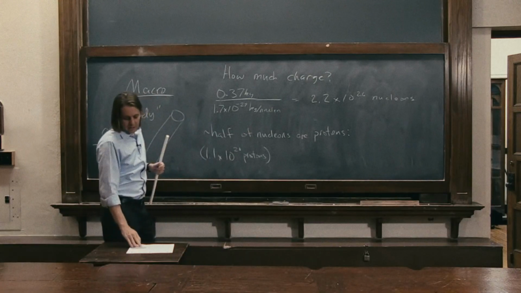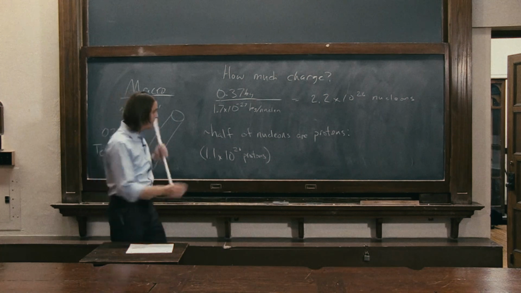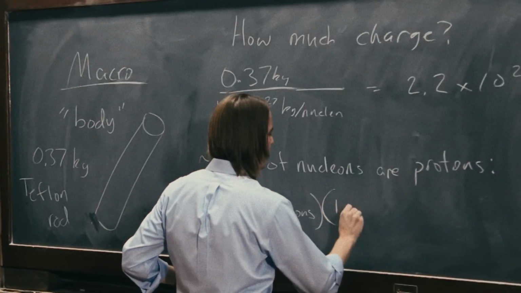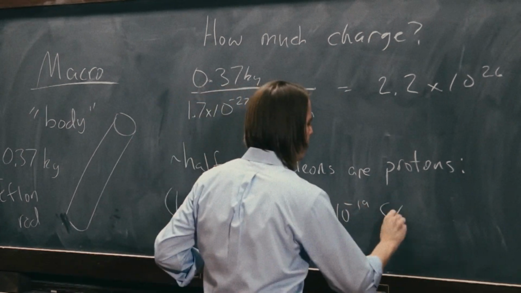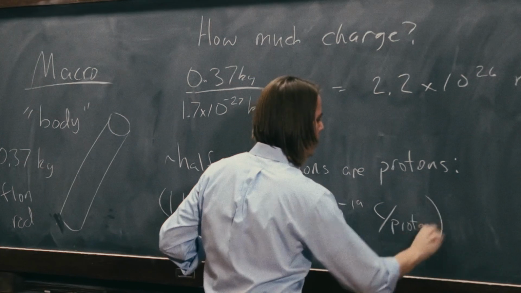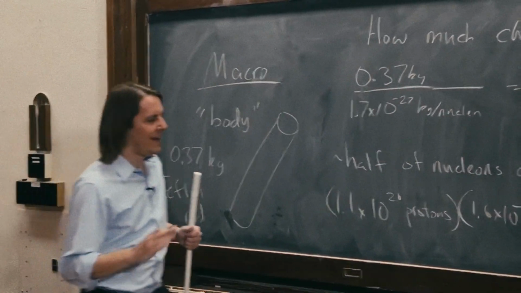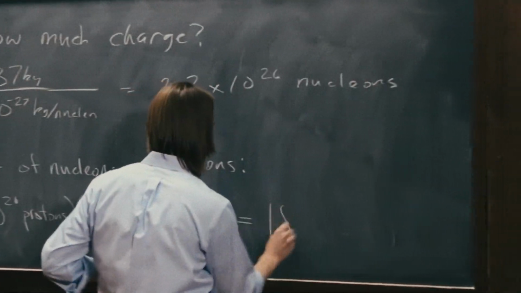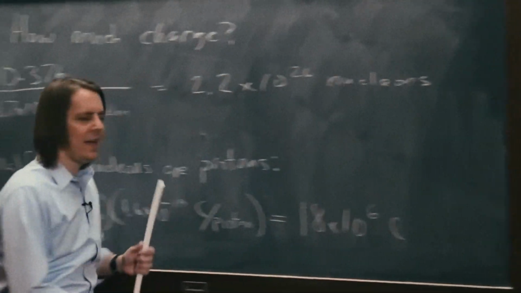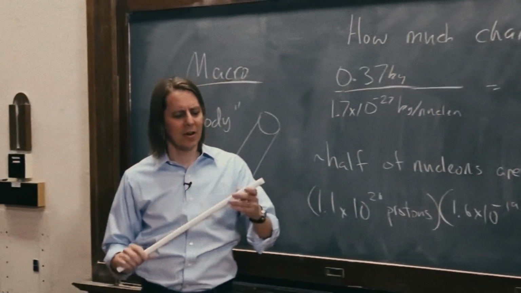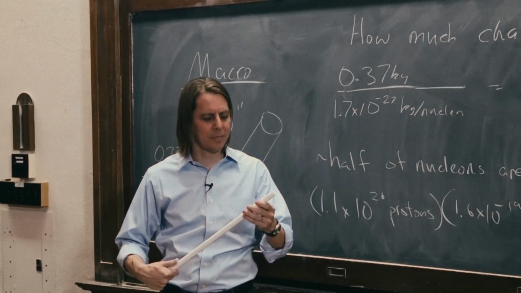Okay? And if that's true, now we can figure out the charge, because each one has a charge of 1.6 times 10 to the minus 19 coulombs per proton. Okay? So if you multiply those two, you end up with 18 times 10 to the 6 coulombs. That's 18 million coulombs. There are 18 million coulombs of positive charge in this macroscopic Teflon rod.